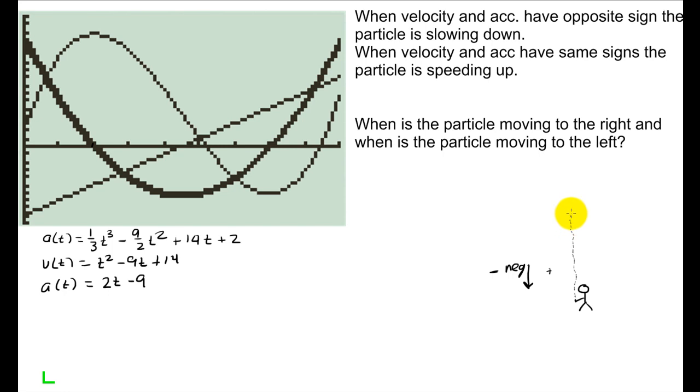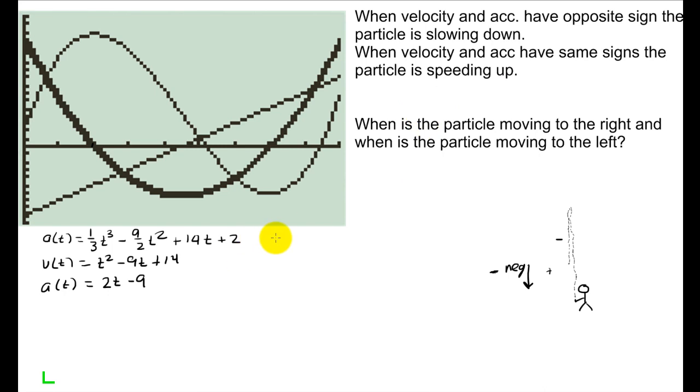Now once that object reaches its highest point and starts coming down, then the velocity is negative and the acceleration is negative, and that means that as the pin or whatever you're throwing up comes down, it is going to speed up. So as you throw something up, it slows down, it comes down, it's going to speed up until it hits the ground, of course. So it goes back to when velocity and acceleration have the opposite signs, the particle is slowing down, and when velocity and acceleration have the same signs, the particle is speeding up.